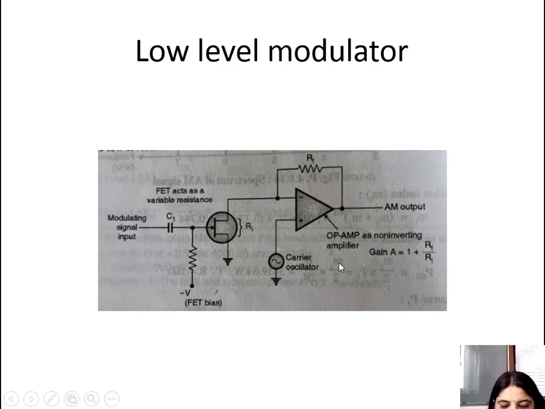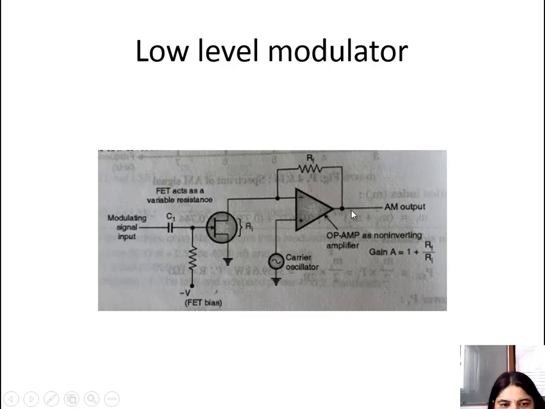Now the gain will increase as the RI value decreases. So the RI value decreases, that depends on what? That depends on the modulating signal input. So RI decreases, gain increases, and when the modulating signal is positive, the value of this resistance is less. Hence it provides less amplification, and this way we can produce the output at the output end.